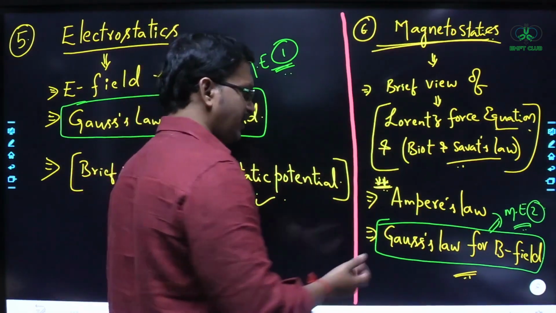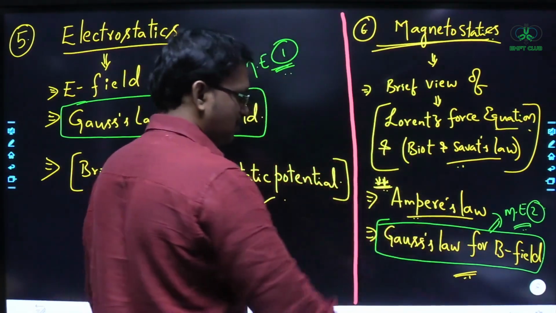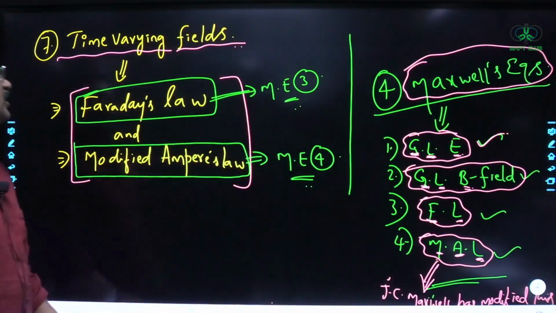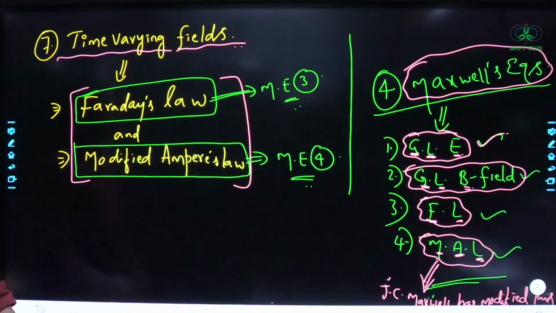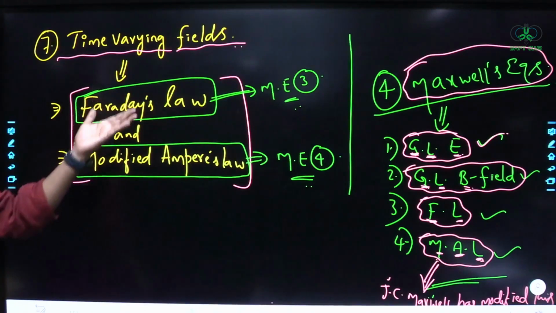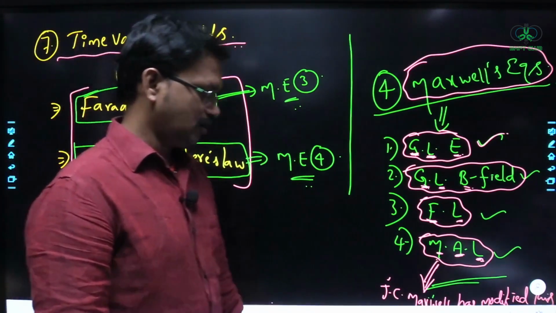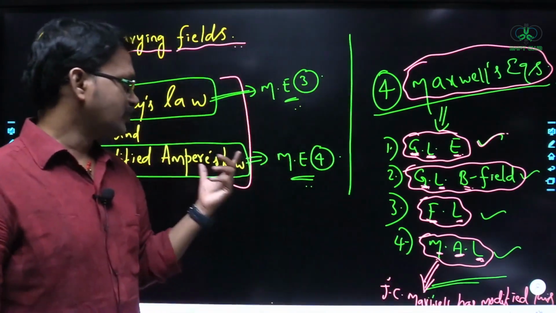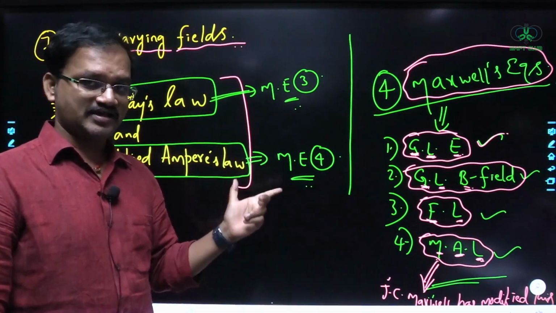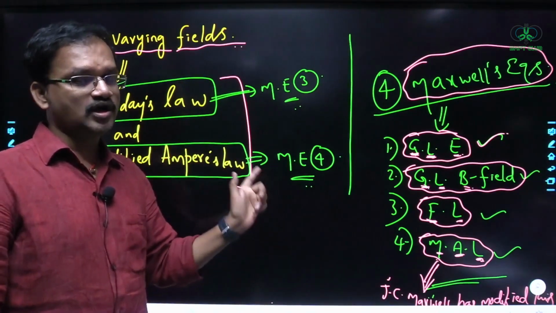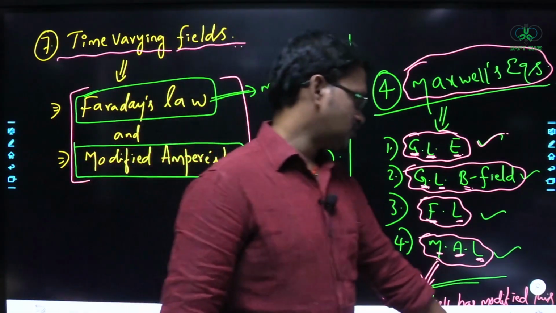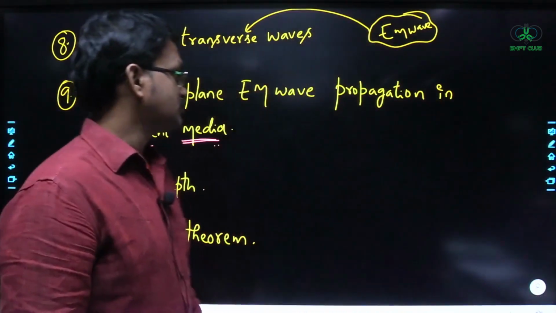Okay, next we have to study Ampere's law, and then Gauss law for magnetic field, right? And then we'll enter into time varying fields. Once we complete the statics part, then we'll enter into time varying fields. Here we are going to cover Faraday's law and modified Ampere's law. The credit for modifying Ampere's law goes to James Clerk Maxwell. It is the turning point for the discovery of electromagnetic waves. So that we are going to discuss. As we proceed into the subject, we will discuss all those things, right?